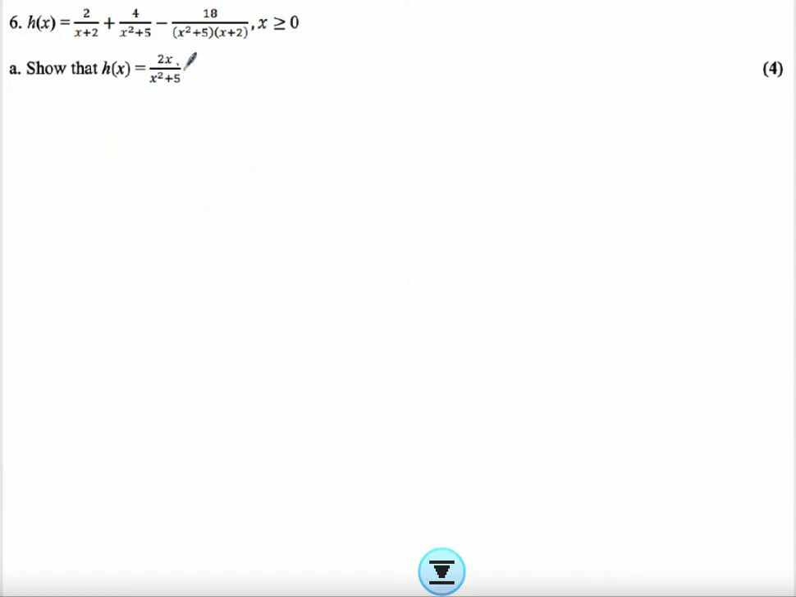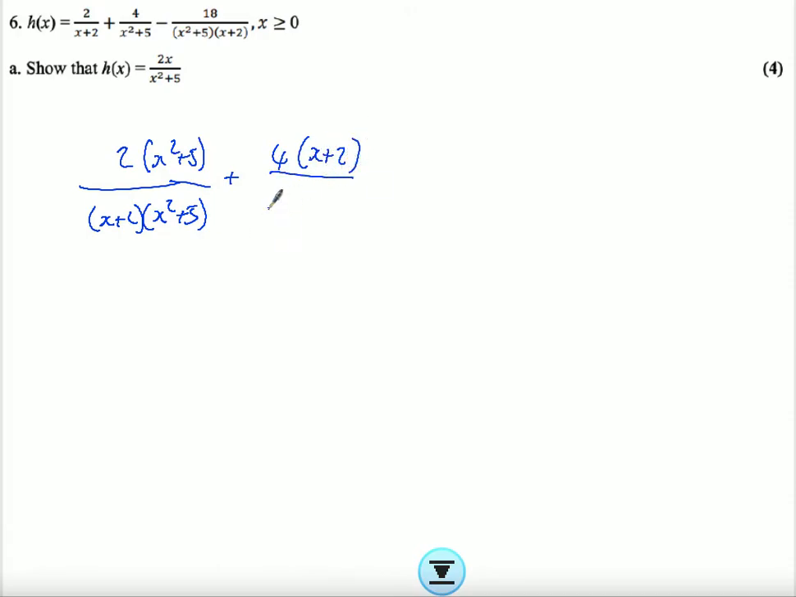So we want to show that it can be written as a fraction like this. So same as any other fraction problem, really. Let's make them have the same denominator. So we've got to multiply this first one by x squared add 5. So I need to multiply the top by x squared add 5. Add 4, we'll multiply it by x add 2. And then that third fraction is just going to remain the same.